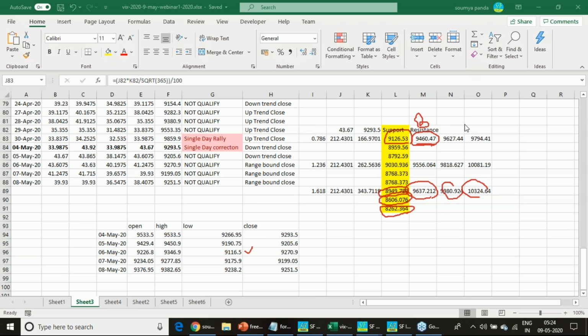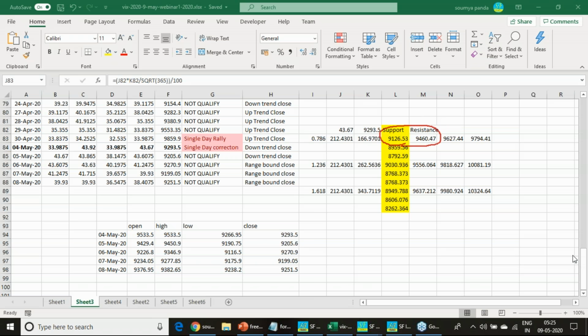So this single day event always has a great meaning for a trader. Whenever this kind of rally or correction happens, the VIX changes rapidly. The change in the VIX happens in a very dramatic way, and you must take benefit of that. But for that, you must look very carefully at your first resistance and support.